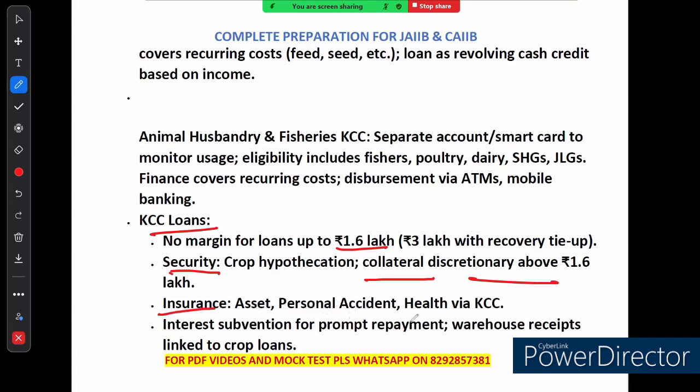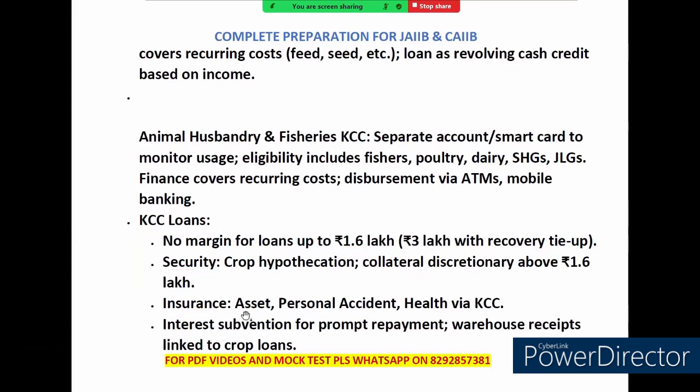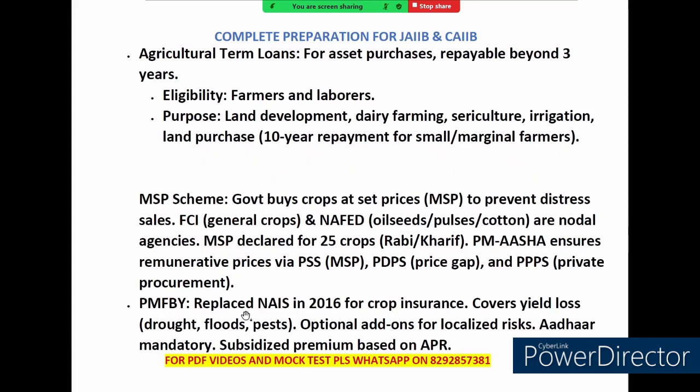A personal accident insurance and health insurance under the KCC. Farmers who repay loans on time get an interest subvention, meaning they pay less interest. Farmers can also use a warehouse receipt to link the loan to the stored crop.